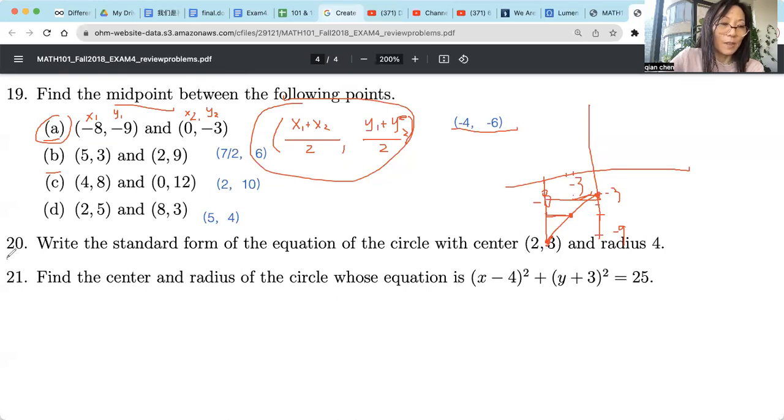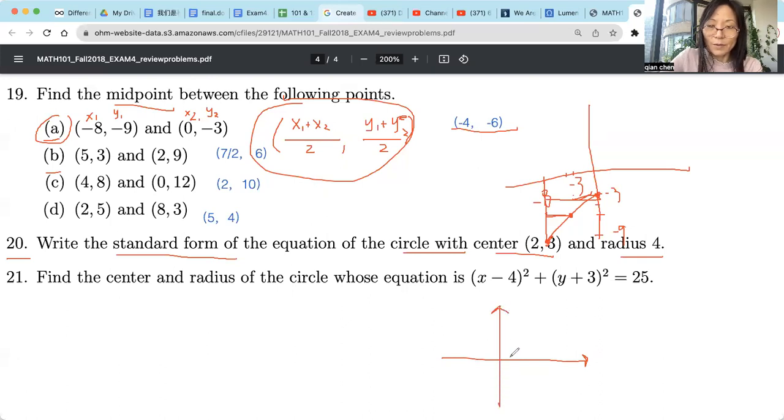Now let's see question 20. Question 20 is the standard form of the equation of the circle with the center 2, 3 and radius 4. Let's draw the picture first.